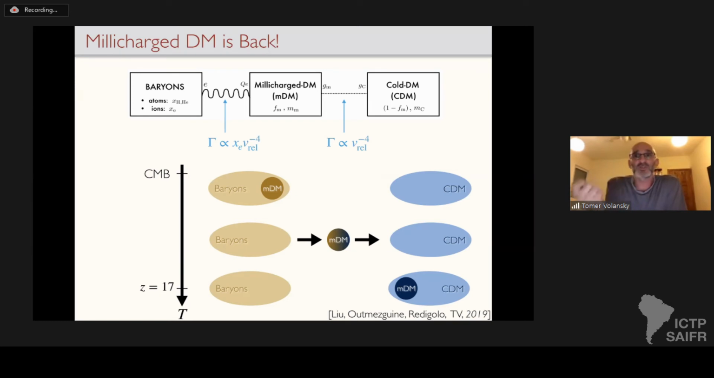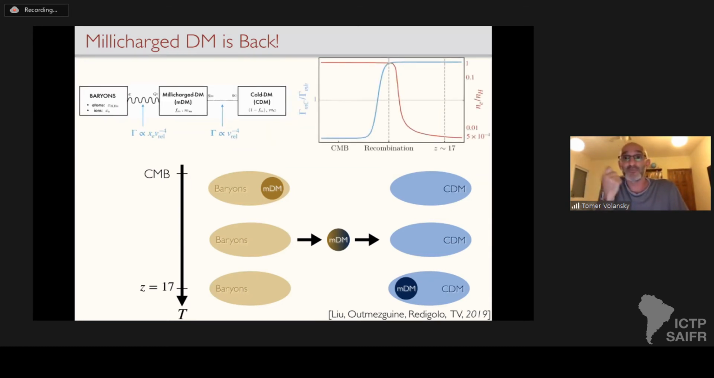Between the Milli charge and cold dark matter, and the Milli charge and the baryons, both of them were Rutherford-like, going like v to the -4. But remember, the Milli charge only couples to the ionized electrons. This is this Xe over here. And the ionized fraction goes down very quickly after recombination.